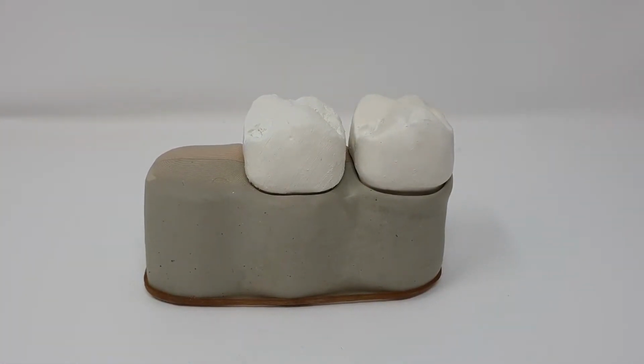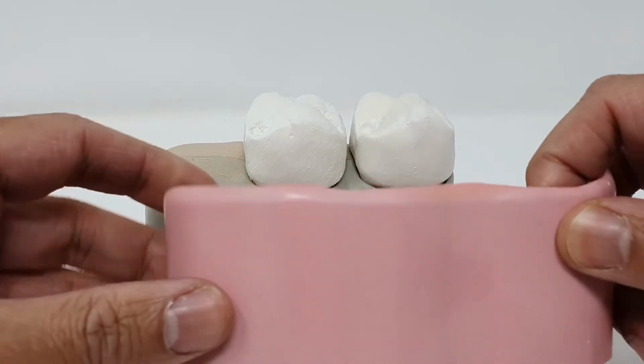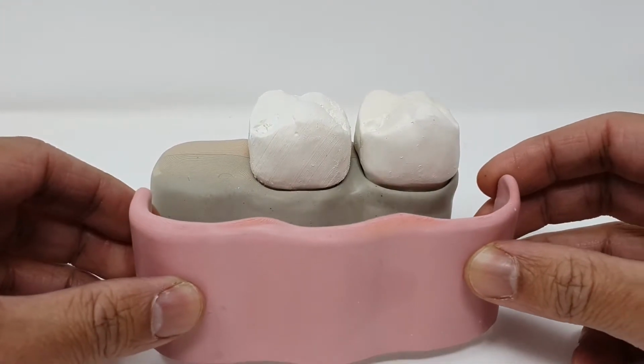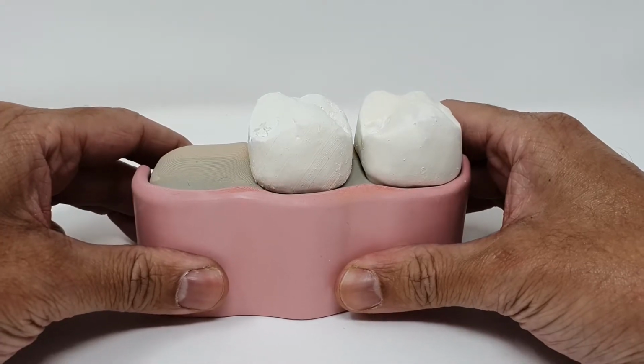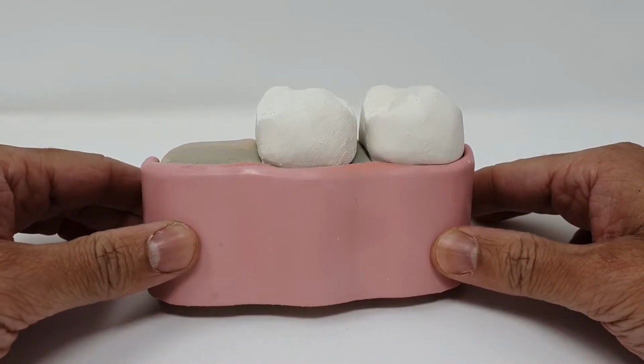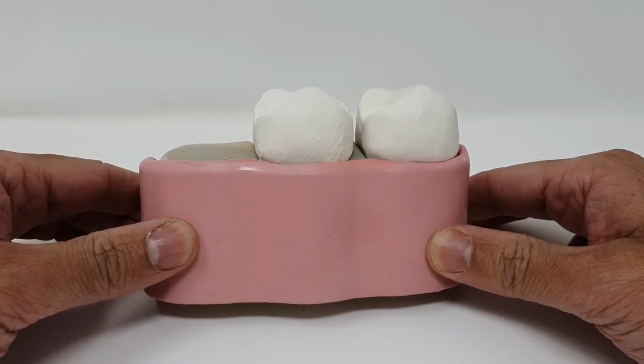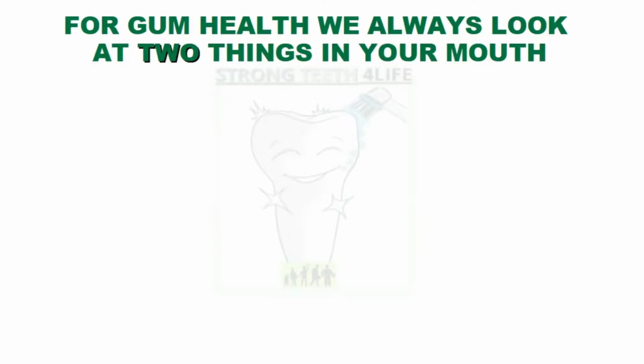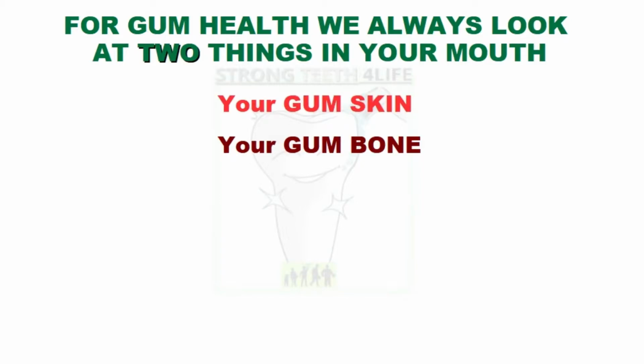Then what we have is the gum skin. And this covers the bone, like so. So when you look in your mouth, this is a representation of what you see. So for gum health, we always look at 2 things in your mouth. We look at the health of your gum skin, and we look at the health of your gum bone.